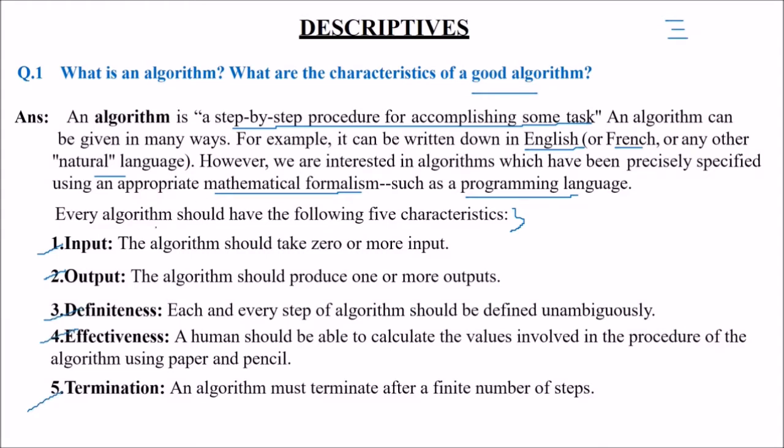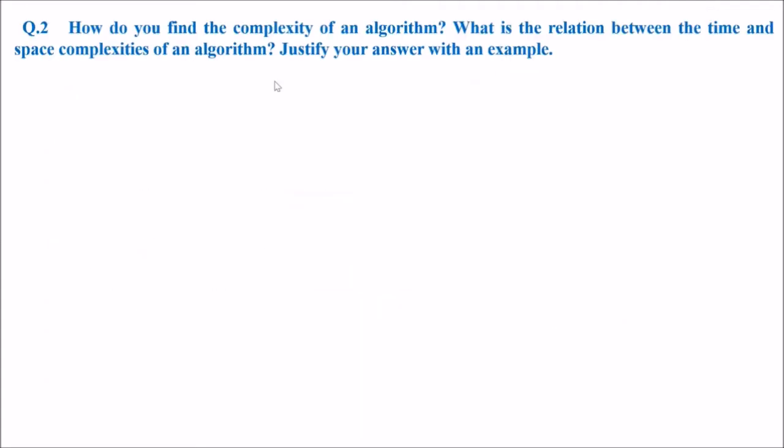Input means the algorithm should take 0 or more inputs. Output means the algorithm should produce 1 or more outputs. Definiteness means each and every step of the algorithm should be defined unambiguously. Effectiveness means a human should be able to calculate the values involved in the procedure of the algorithm using paper and pencil. Termination means the algorithm must terminate after a finite number of steps.